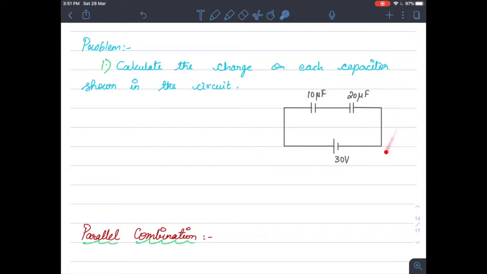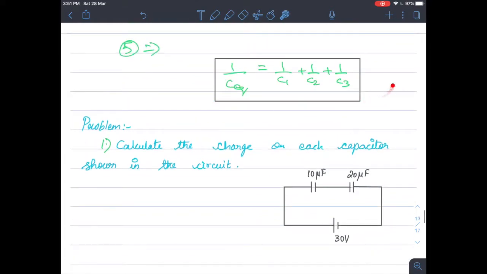So this is going to be the circuit in which two capacitors are in series combination and it is connected to a battery of 30 volt. So our aim is to find out the charge on each capacitor. So அது எப்படி பண்ணனும் அப்படினா simple. You know what is the formula for combination of capacitors in series condition.